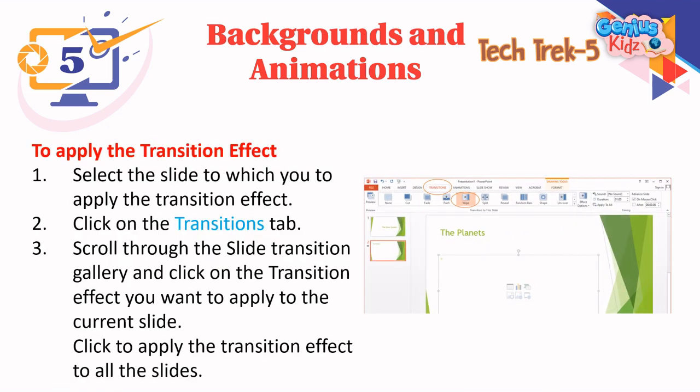To apply the transition effect, 1. Select the slide to which you want to apply the transition effect. 2. Click on the Transitions tab. 3. Scroll through the slide transition gallery and click on the transition effect you want to apply to the current slide. Click to apply the transition effect to all the slides.